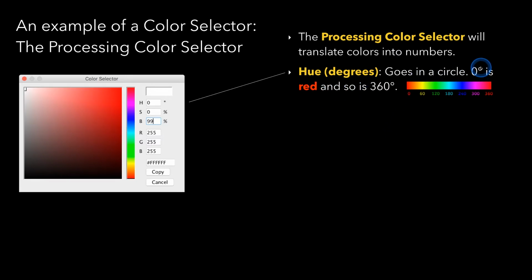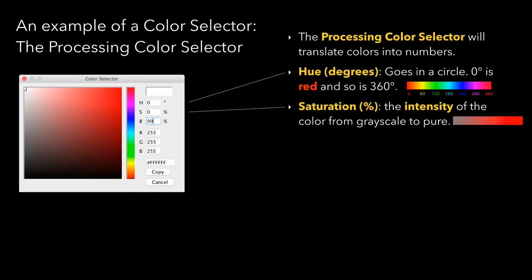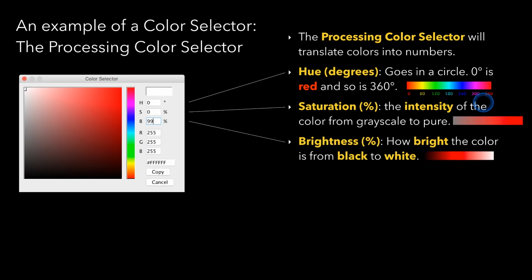Hue goes in a circle, and 0 degrees is red. And circles end at 360 degrees, so 360 is also red. And you can kind of imagine if this were bent into a circle. You see 0 all the way through 360. Saturation is the intensity of the color from grayscale to pure. So this line here demonstrates 0 saturation all the way to 99% saturation. Brightness is how bright the color is from black to white. And you can see here in this strip, black being 0 and then white being 99%.